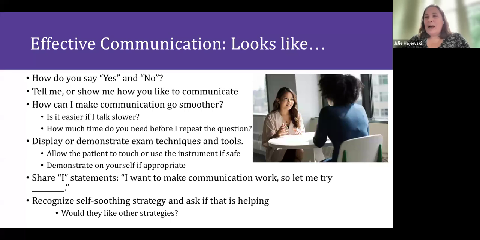Lots of I statements. I want you to be able to communicate with me and feel comfortable. How can we do that together? Or what can I do today? Keeping with those I statements and making sure that you're communicating clearly.